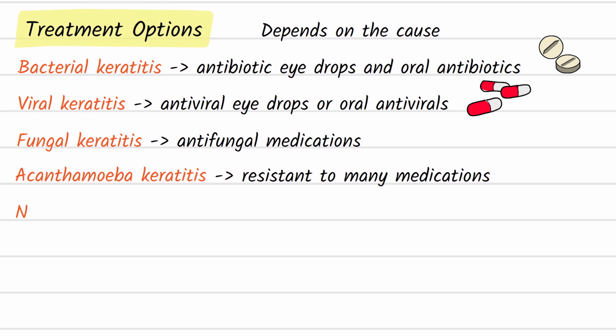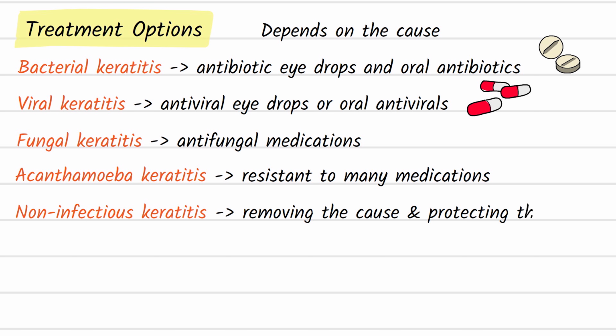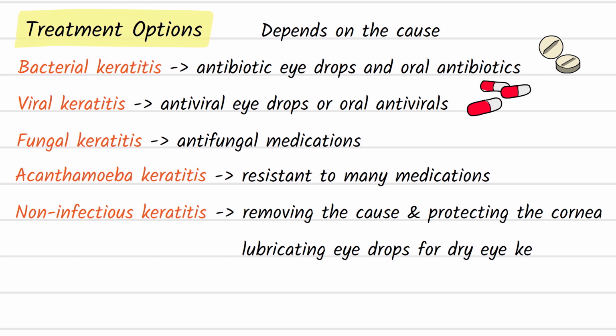For non-infectious keratitis, the treatment focuses on removing the cause and protecting the cornea while it heals. This might mean using lubricating eye drops for dry eye keratitis or simply giving your cornea time to recover from a chemical or ultraviolet injury.